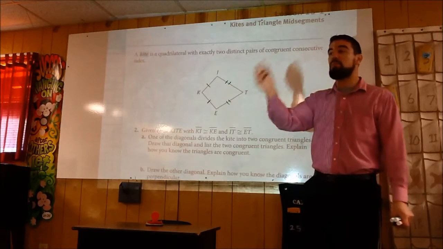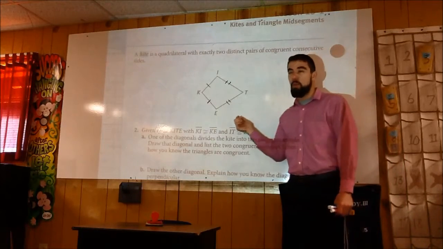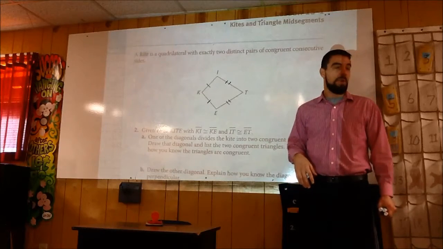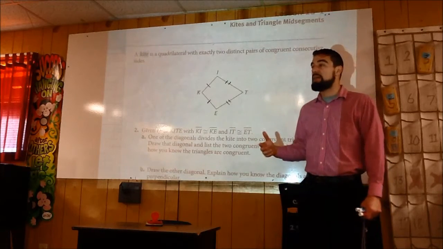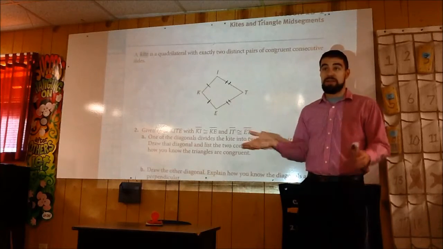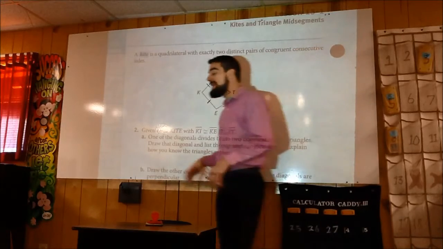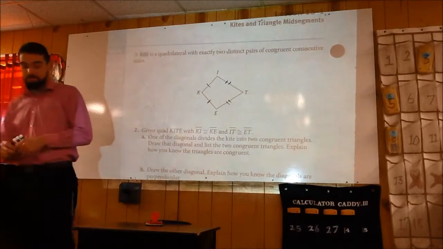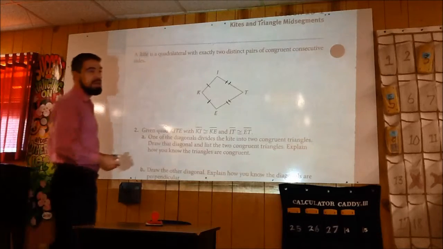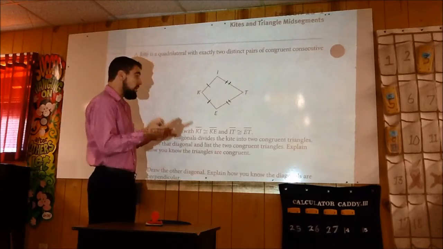Because when I ask you to prove things or justify things, you need to be able to tell me where is this coming from? How do you know that that's true? Whether that's as simple as the one pair of opposite angles are congruent, or very complex, like the diagonals are perpendicular. You need to know where this is coming from and how to get there. So this is what we know from the definition of a kite. Okay? It doesn't matter what the kite looks like. This is always going to be true.